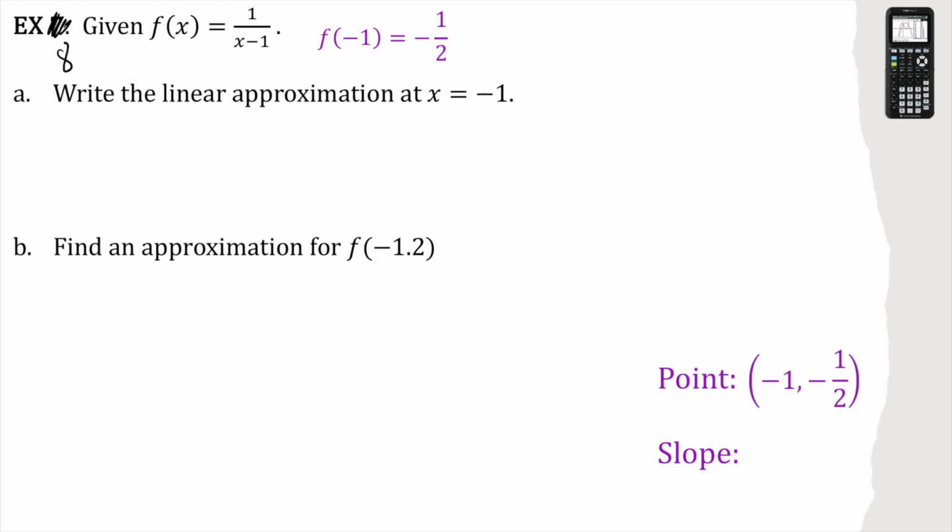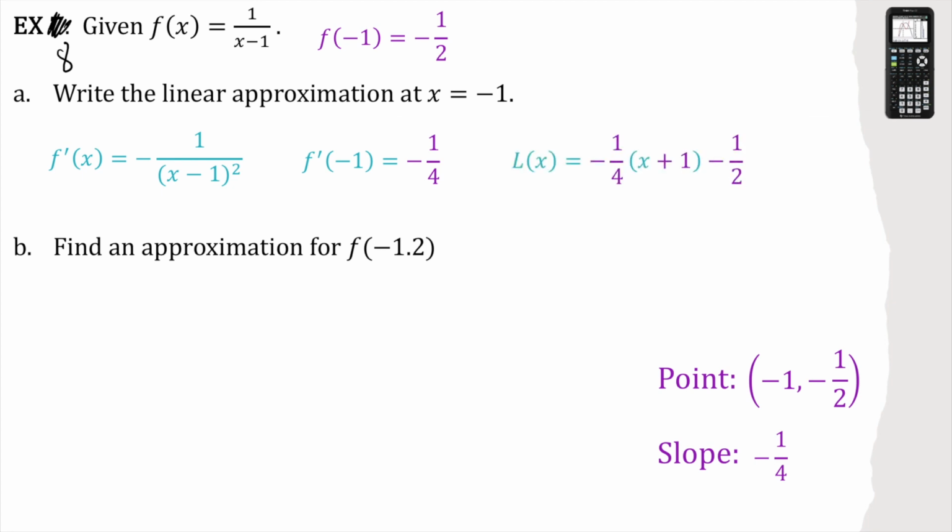And then we're going to need to find the derivative to find the slope. So f prime of x is -1 over (x minus 1) squared. Plug in -1 to that, and we have a slope of -1/4. And now we have the equation of our tangent line: -1/4 times the quantity x plus 1 minus 1/2. If we want an approximation for -1.2, we just pop that in there. Looks like we get -0.45.